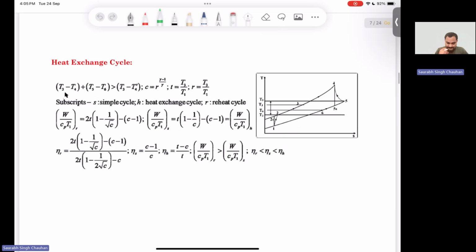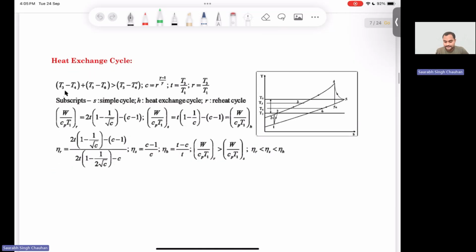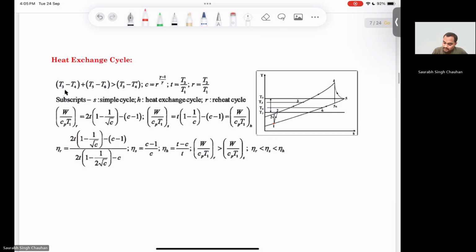Okay, so here some extra information is given. This diagram is given for the heat exchange cycle. From 1 to 2, this is compression. If it was an ideal cycle, then from 1 it would have gone to 2s, isentropic compression. Because of some irreversibility, it will not be an isentropic process. So from 1 to 2 it's compression, and 2 to 3 is the heating with the help of a heat exchanger.